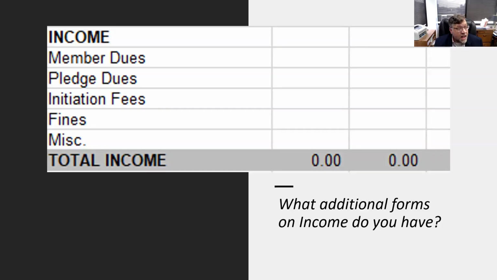Now, if you were having a concert and there's no alcohol there, then that's the kind of thing you could charge admission to. But again, make sure anything you're charging admission to is alcohol free.